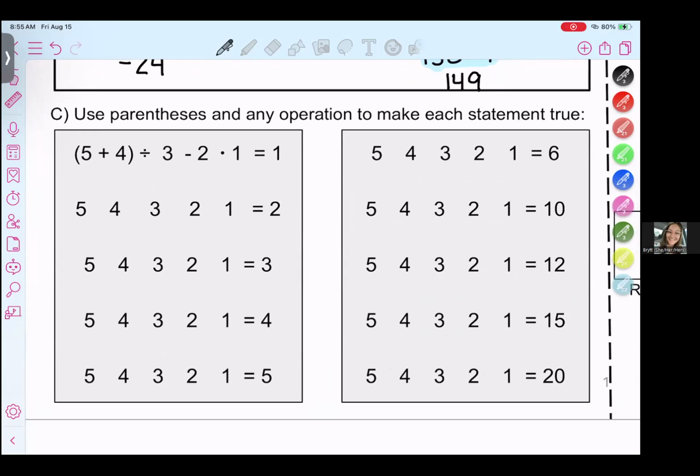All right, down here on part C, it looks a little bit confusing, but basically you have the numbers 5, 4, 3, 2, and 1, and you want to use parentheses, multiplication, division, addition, subtraction, or an exponent to make the number on the right. So like number 1, we showed you guys how to do that. So if we would do our parentheses first, we would get 9. Then we're going to use our division, right? Because that comes first on the left, which would give us 3. Then we do our multiplication, which 2 times 3 would give us 6.